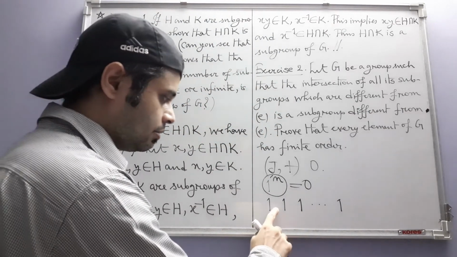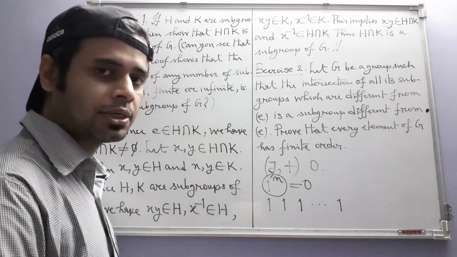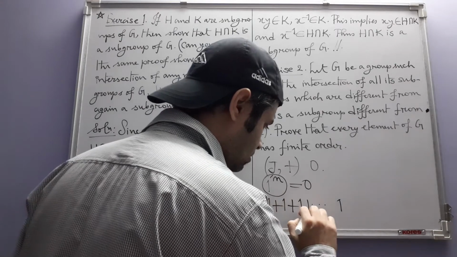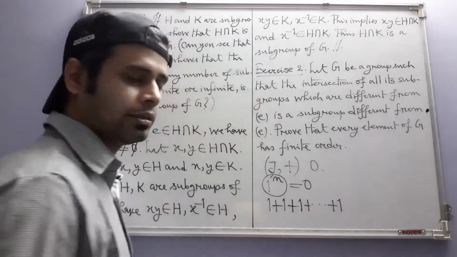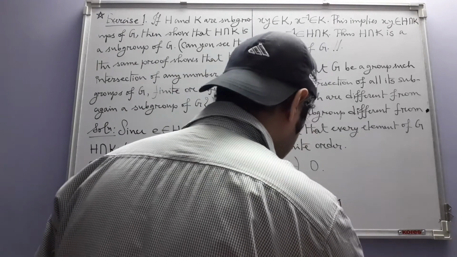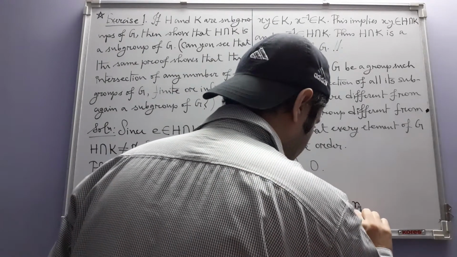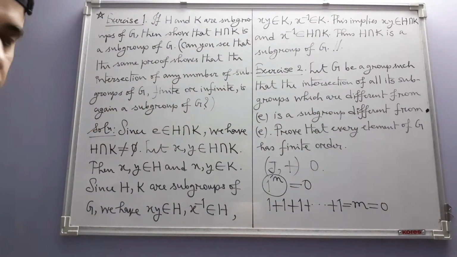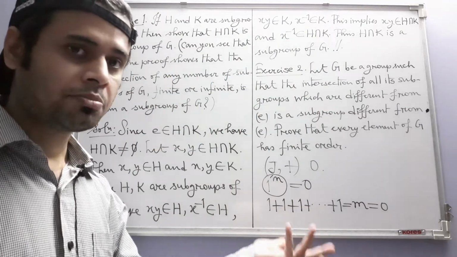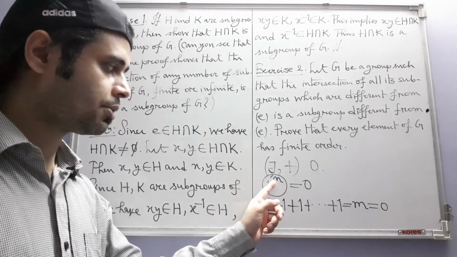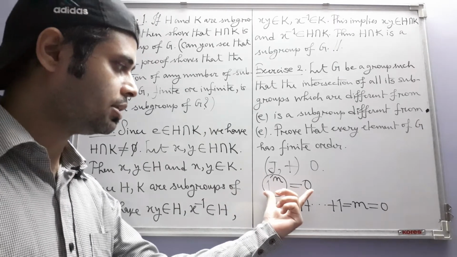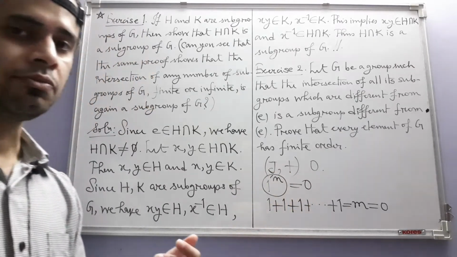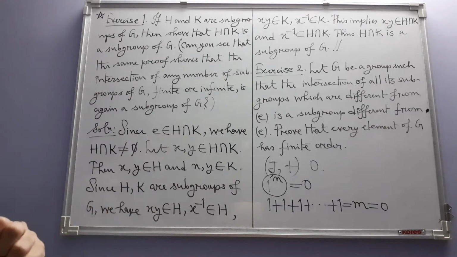However, we have to keep in mind that the binary operation here is addition. So actually this is nothing but 1 plus 1 plus 1, m 1s. So that gives us m. If this is to be equal to 0, then m itself should be 0. But then m cannot be positive, and that's why no such positive integer m exists for which this equation is true in this group. So 1 is of infinite order, 1 cannot have finite order.